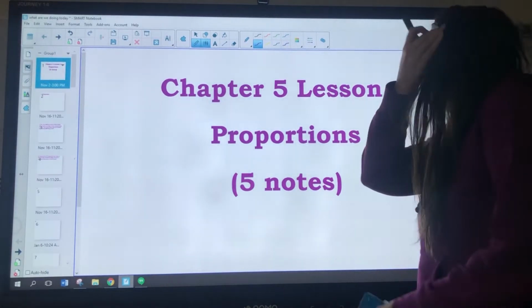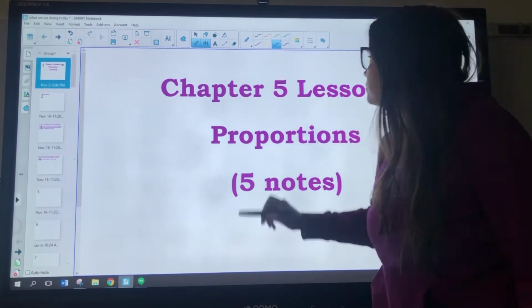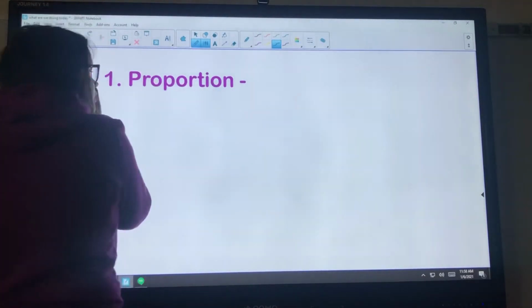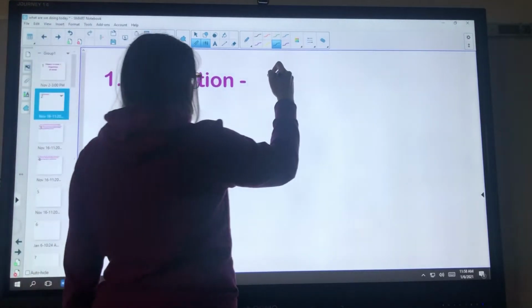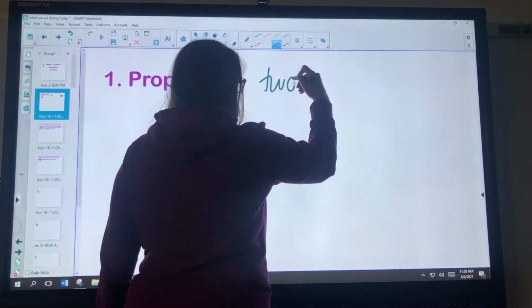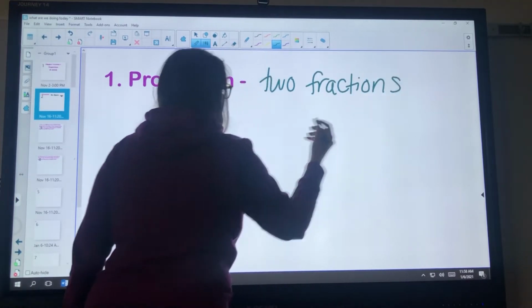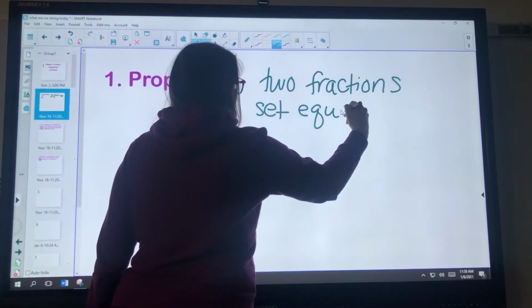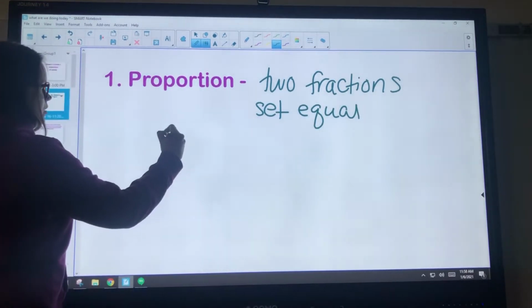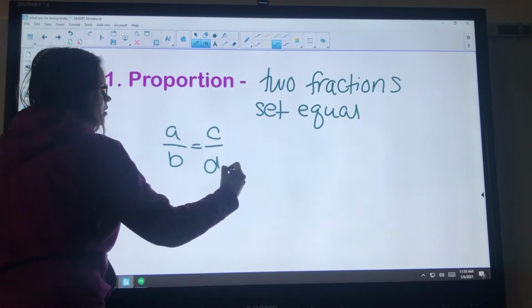Hey friends, today is more review from middle school. Proportions. So let me remind you what a proportion is. It's just two fractions with an equals in the middle. For example, something over something equals something over something.